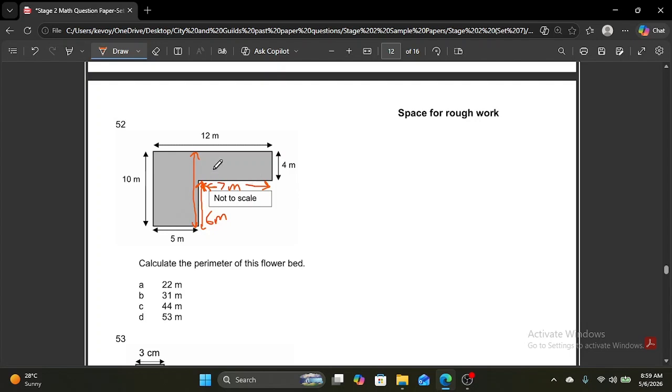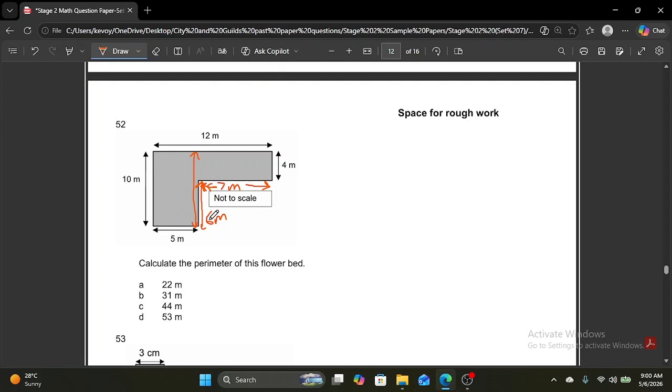Alright, so now we have all sides. So 10 plus 12, that's 22, plus 4, that's 26. And we have a 5 as well. So the 5 plus the 26 would give you 31.